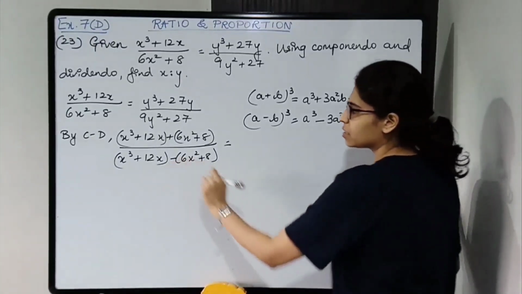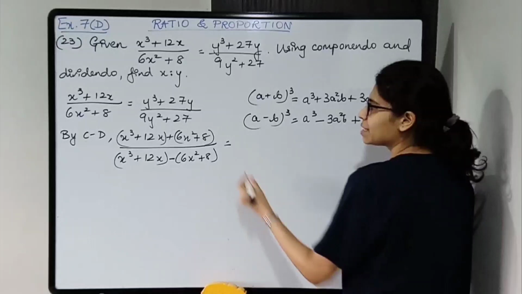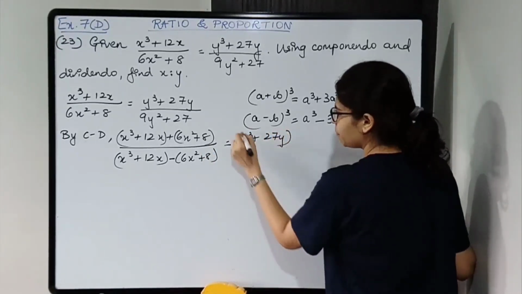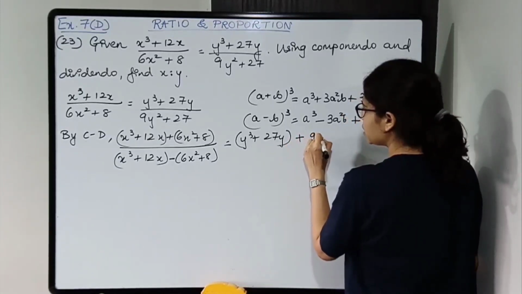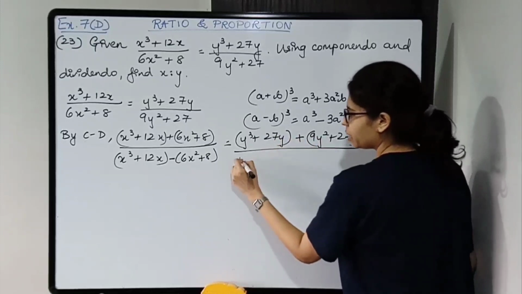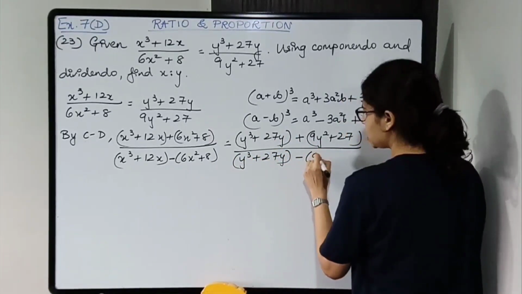Okay, put brackets because the signs will change. Alright. Same thing in RHS: y cube plus 27y plus 9y square plus 27. So numerator plus denominator upon numerator minus denominator.